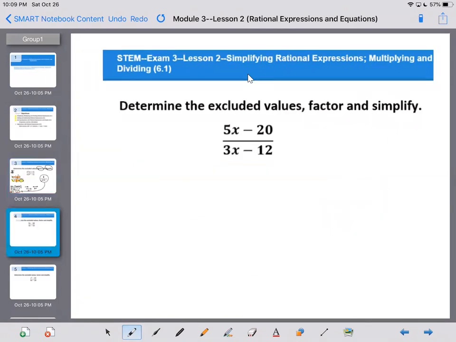Next one, 5x minus 20 divided by 3x minus 12. Let's go ahead and factor the numerator. So we'll factor out a 5. That'll be 5 times x minus 4. Factor out the 3 in the denominator. It'll be 3 times x minus 4.